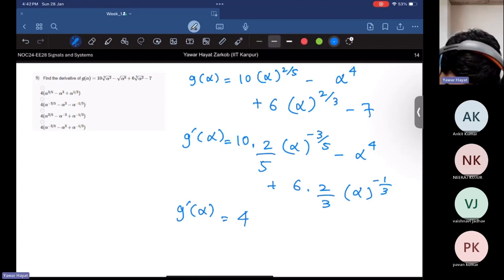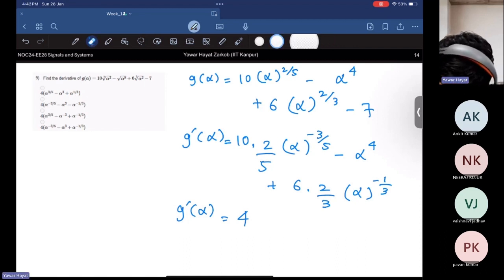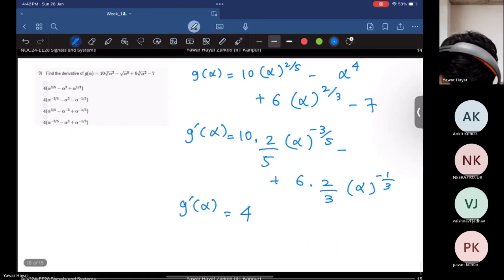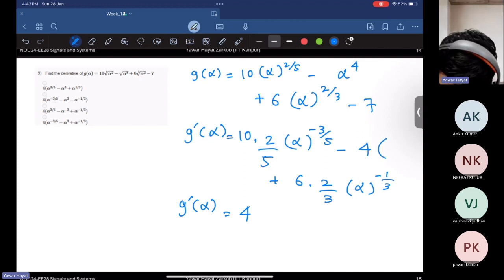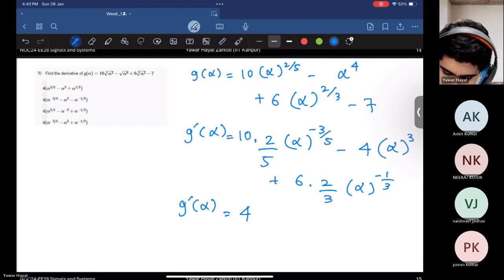Okay, I forgot to take a derivative of this term as well. 4 times alpha raised to the power 4 minus 1 is 3. Is it clear up to this point? Or should I repeat it? No, sir. Please continue. Okay.